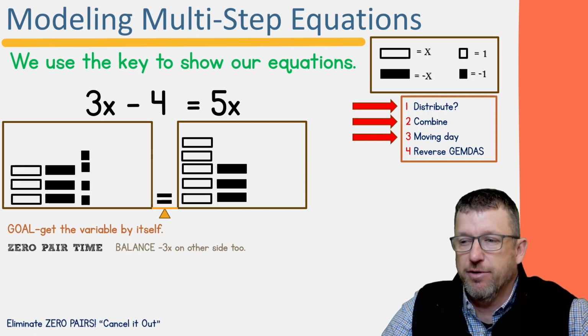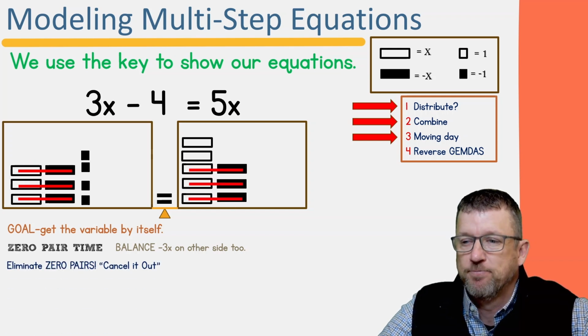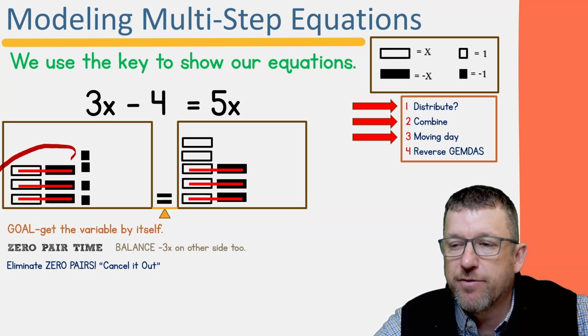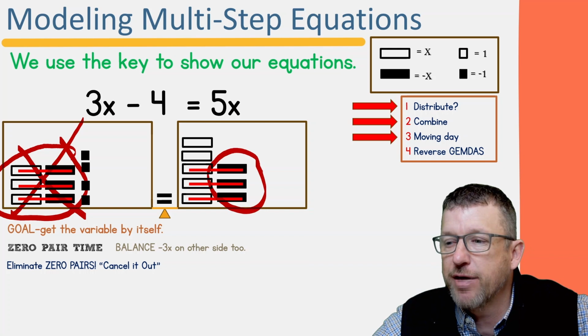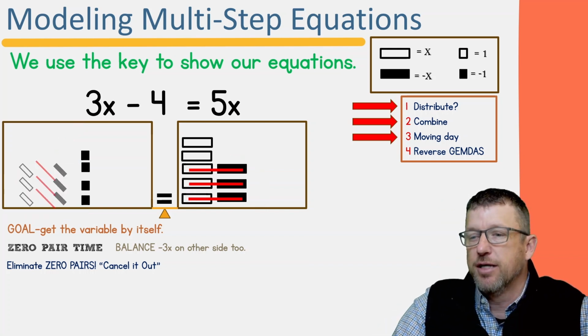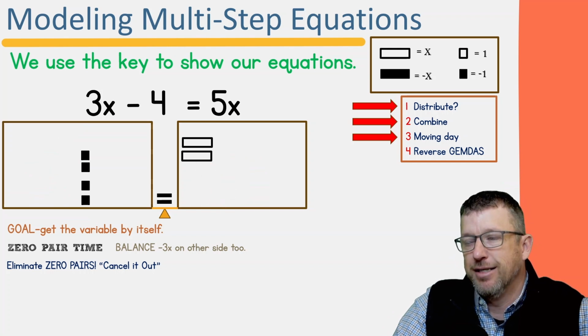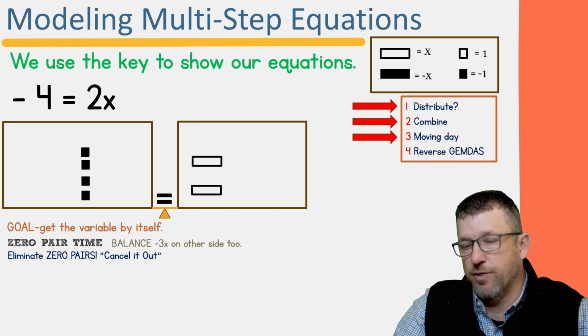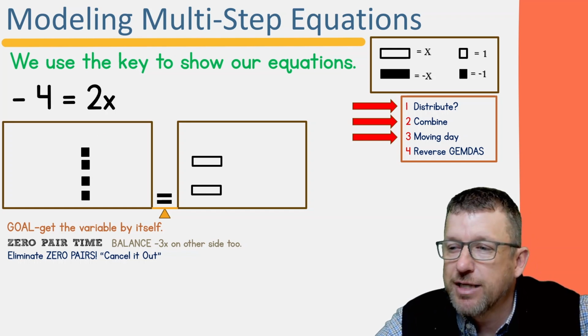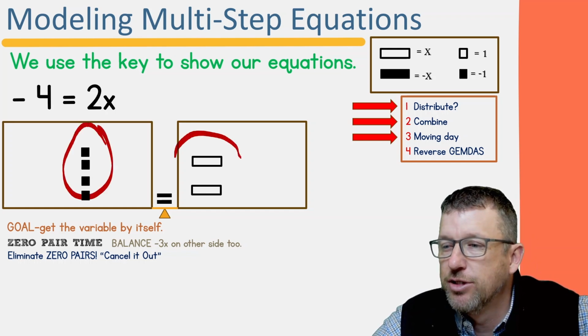And now let's get rid of all the zero pairs we see. Over here, I had a positive 3x and a negative 3x. That cancels out. Over here, I put that negative 3x in, so I'm going to get rid of these 3 as well. So it's just get rid of some zero pairs. Bye-bye. Bye-bye. And this is what we have left. All right, so now we're down to another equation. We have negative 4 on one side, and we've narrowed it down to 2x.